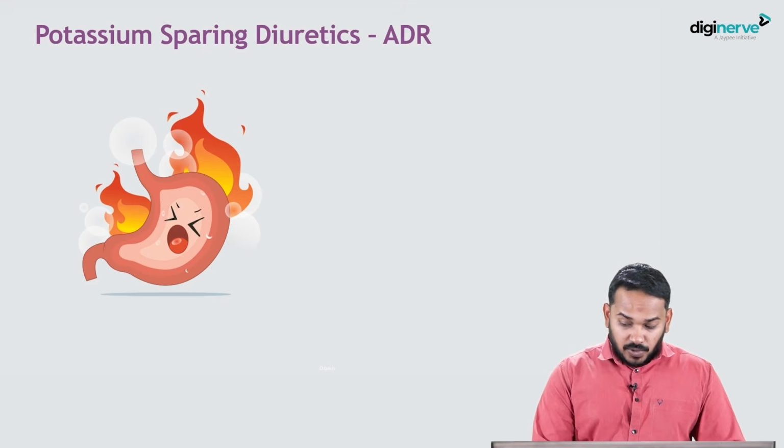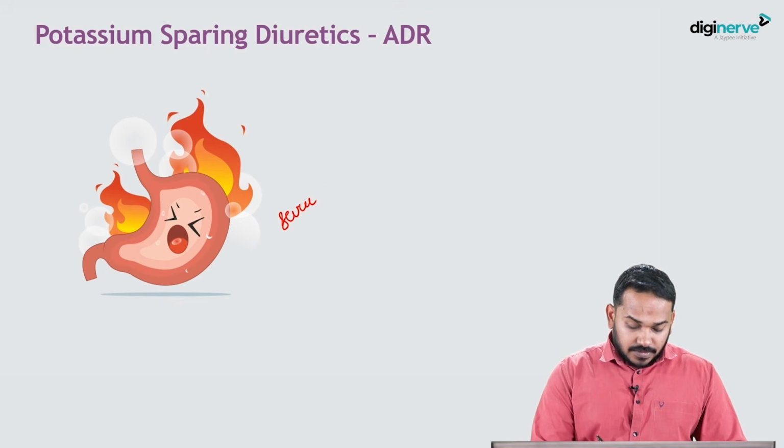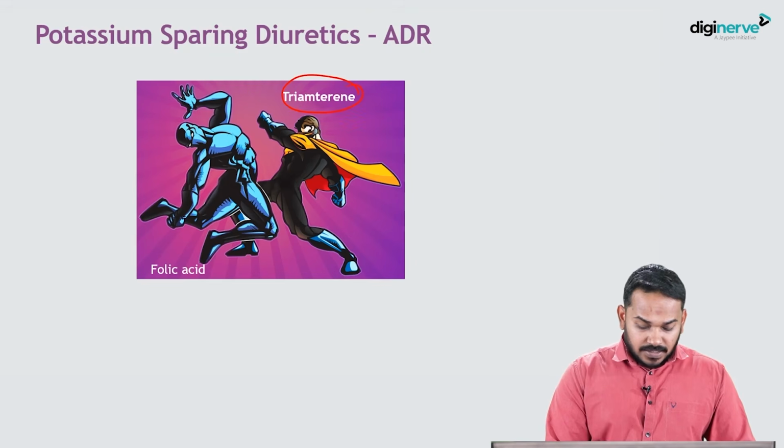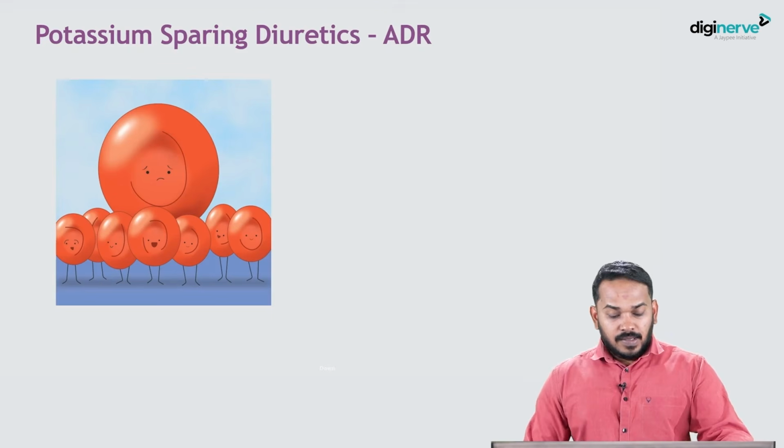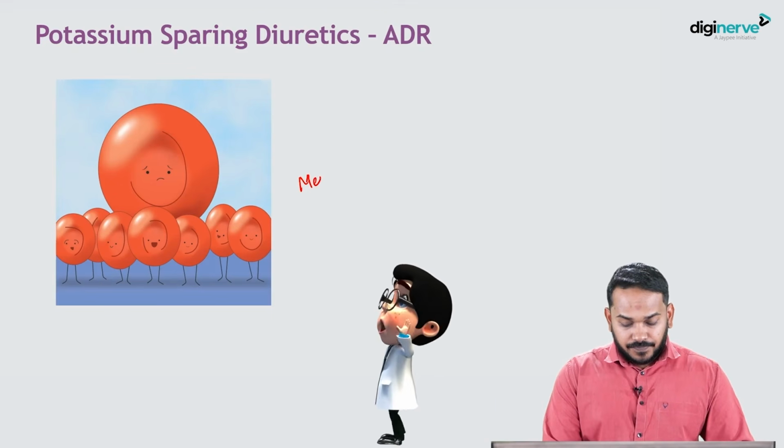Spironolactone can produce severe gastritis. Triamterene will antagonize folic acid, and this can result in megaloblastic anemia.